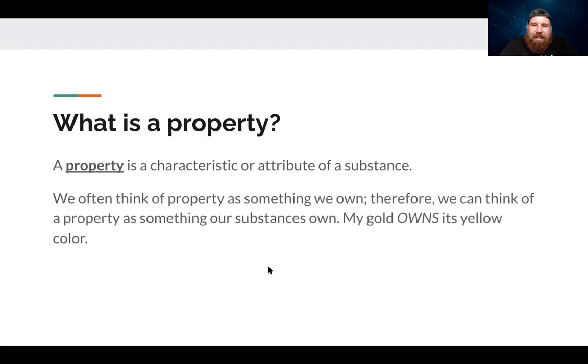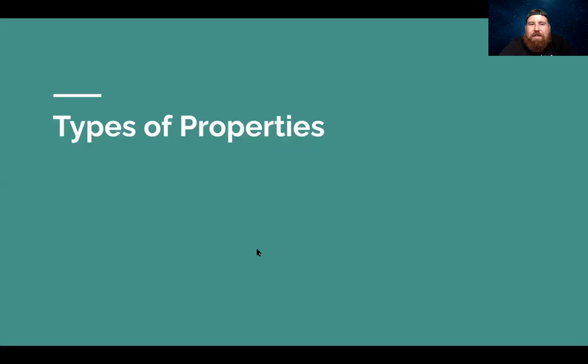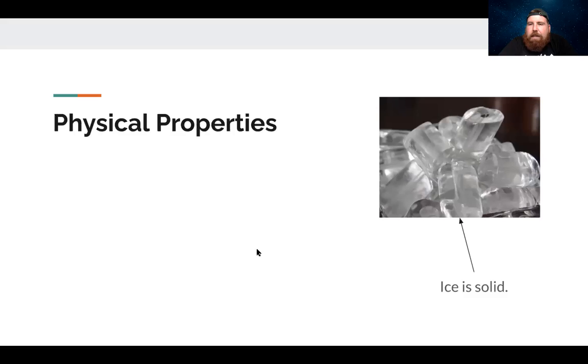And so when I like to think of it, if you have a gold coin, the coin owns that gold color. It is a part of that gold coin, that yellow color. It is a characteristic or attribute of that substance. And there are four types of properties that we're going to be looking at today.